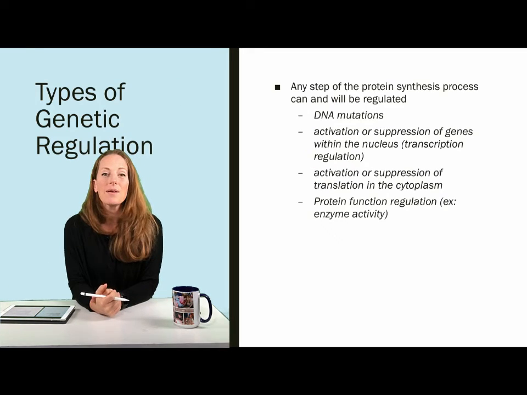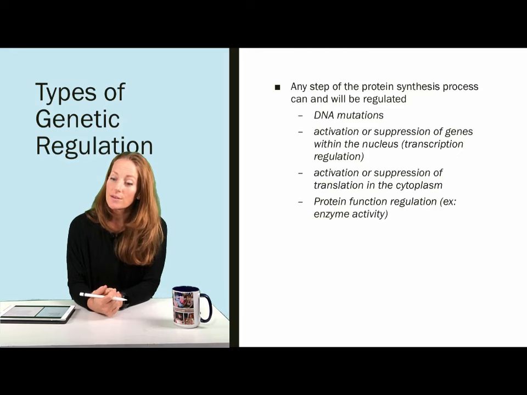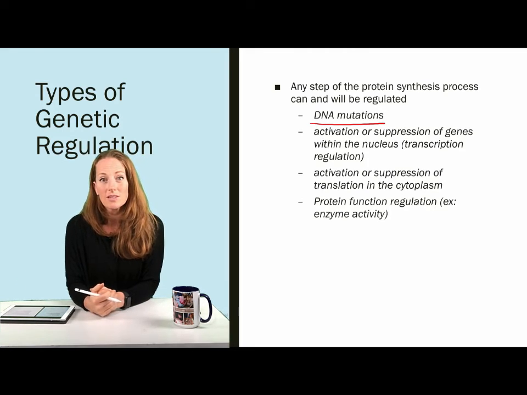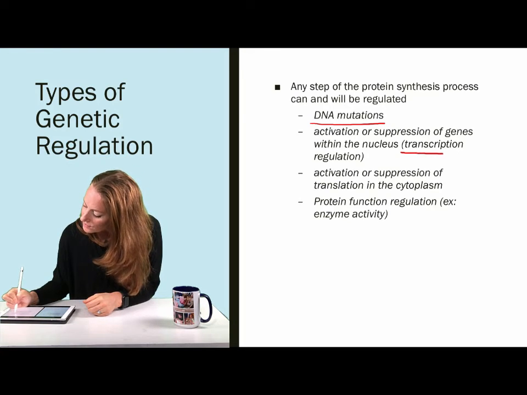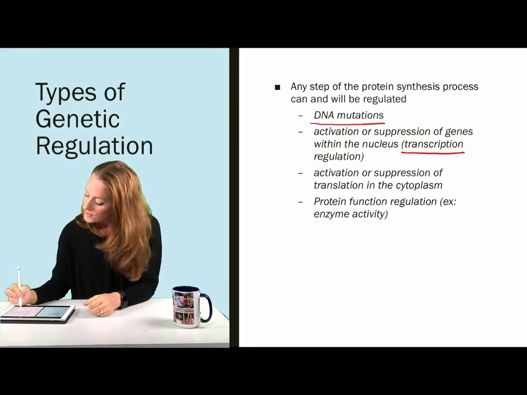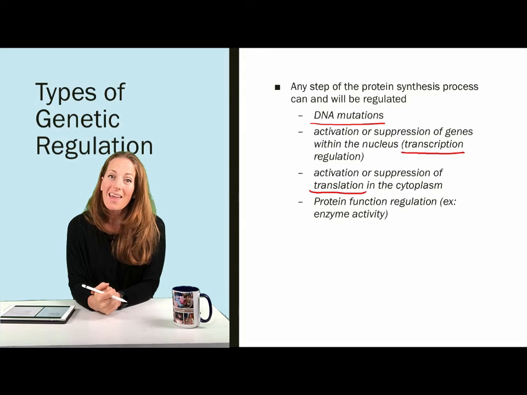So any step of the protein synthesis process is subject to many forms of regulation. So there is regulation at the genetic level. We can have mutations or alterations to the sequence of the DNA. There's regulation of transcription by activating or suppressing transcription of certain genes. There's activation or suppression of translation, which can change whether an mRNA is translated into a protein.